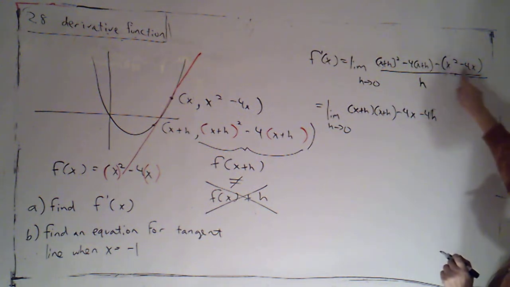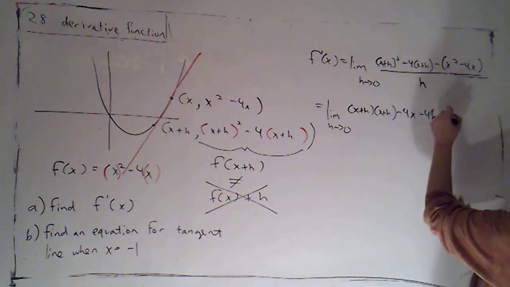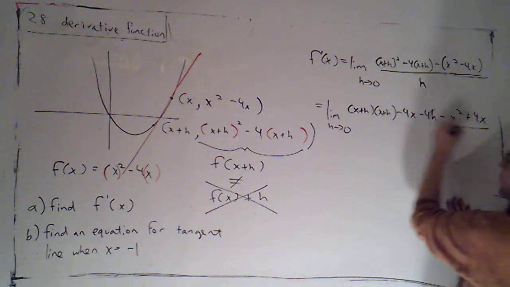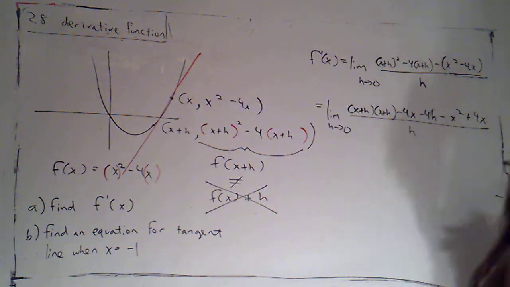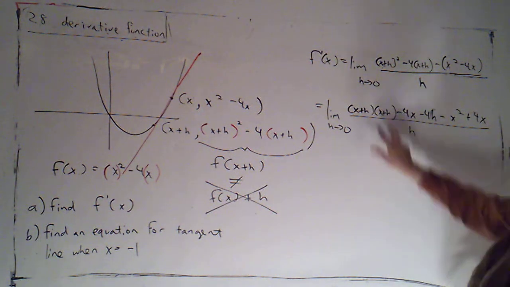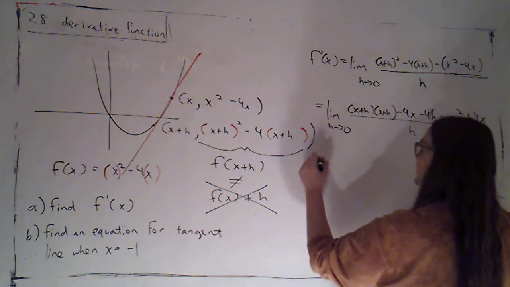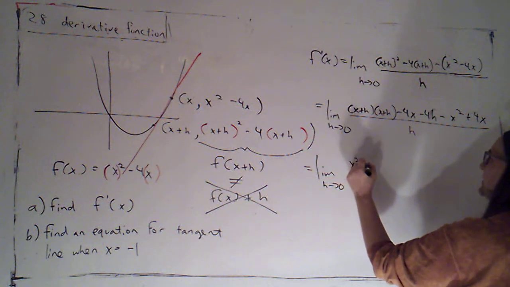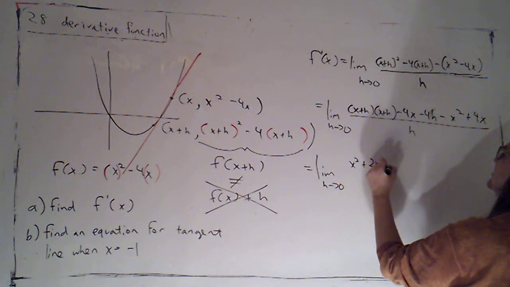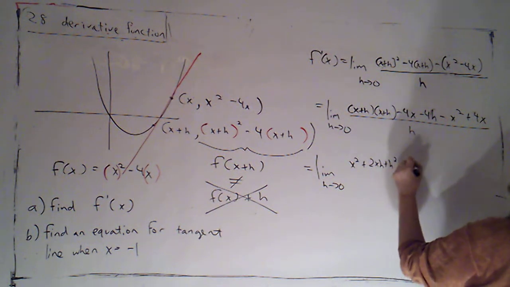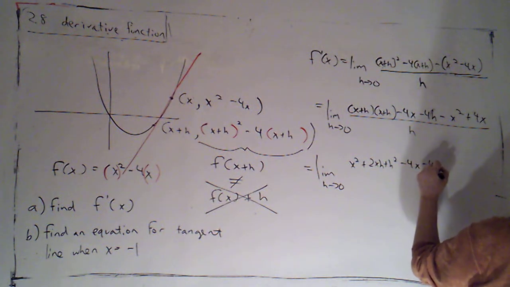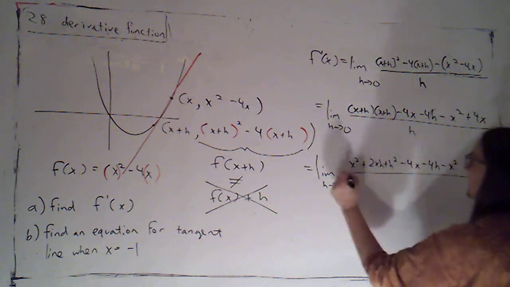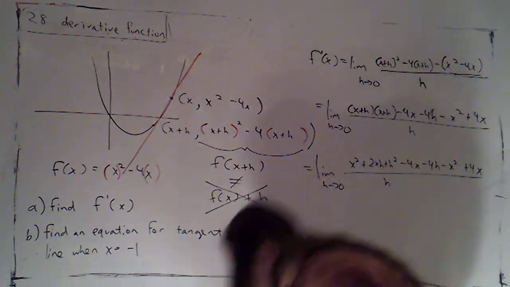And here I need to distribute that negative. So that's minus x squared plus 4x all over h. Again, I'm going to need to FOIL that out. So this is going to be the limit as h goes to 0 of x squared plus 2xh plus h squared minus 4x minus 4h minus x squared plus 4x all over h.